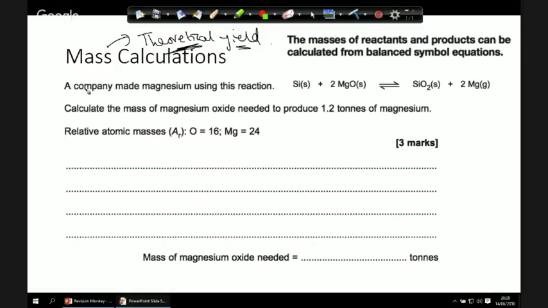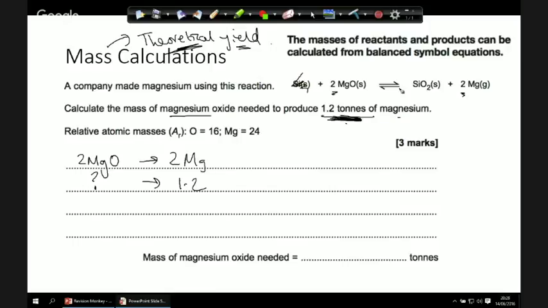But in this question, it's saying a company made magnesium using this reaction. So it's had silicon and magnesium oxide making silicon dioxide plus magnesium, and they've balanced it for you, 2 to 2. Now what you need to do for this one is think to yourself, well, what have they given me? So they've said I've got 2 MgO. Let's talk about the bits that we need, making magnesium. And their question is saying, well, how much magnesium oxide do I need to make 1.2 tons of magnesium? Again, ignore the units. It doesn't matter what the units say. It could be 1.2 anything. But calculate the mass of magnesium oxide needed to produce 1.2 tons.